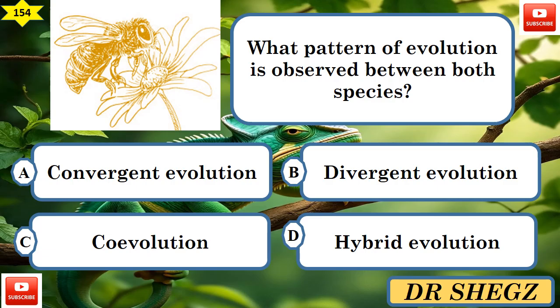What pattern of evolution is observed between both species? Convergent, divergent, coevolution, hybrid evolution. Of course, our answer is coevolution. The evolutionary changes in one cause corresponding evolutionary changes in the other. So it's coevolution.